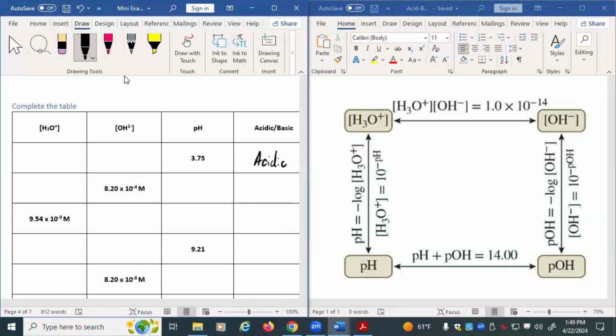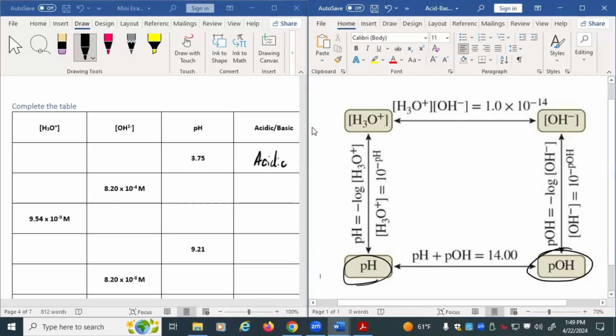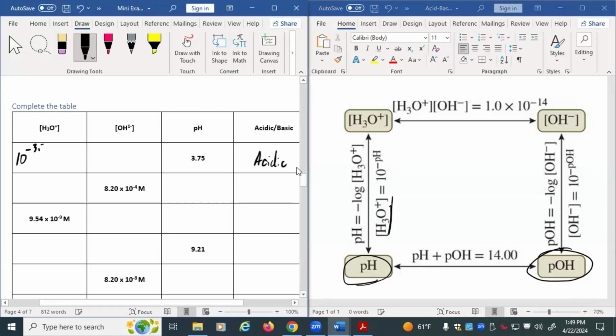To determine hydronium and hydroxide, I can use different ideas on the relationship between pH, pOH, and the concentrations. So to find hydronium, 10 to the negative pH, so 10 to the negative 3.75, it gives me hydronium, which is 1.8 times 10 to the negative 4.